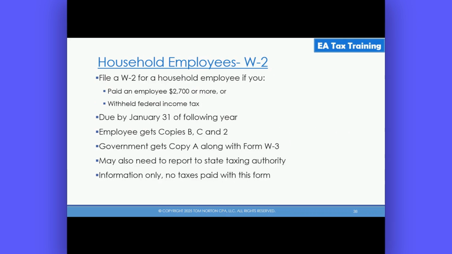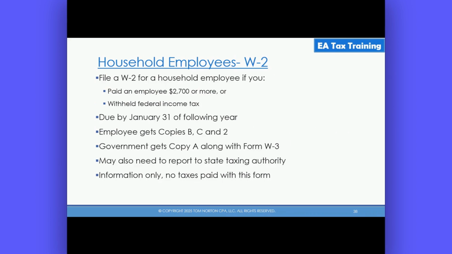But if you do have a household employee, then you may need to issue them a W-2. You have to issue a W-2 for a household employee if you paid them $2,700 or more for the year, or you withheld federal income tax. So remember, you don't have to withhold federal income tax, but if you choose to, then even if you pay them less than $2,700, then you still have to issue a W-2.